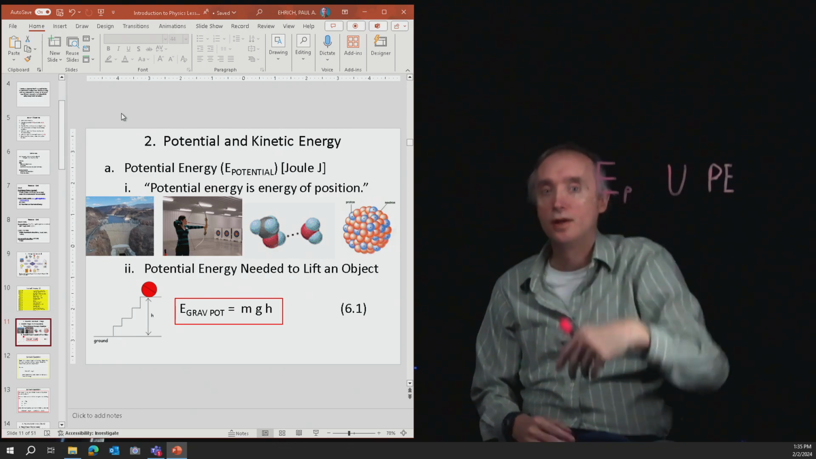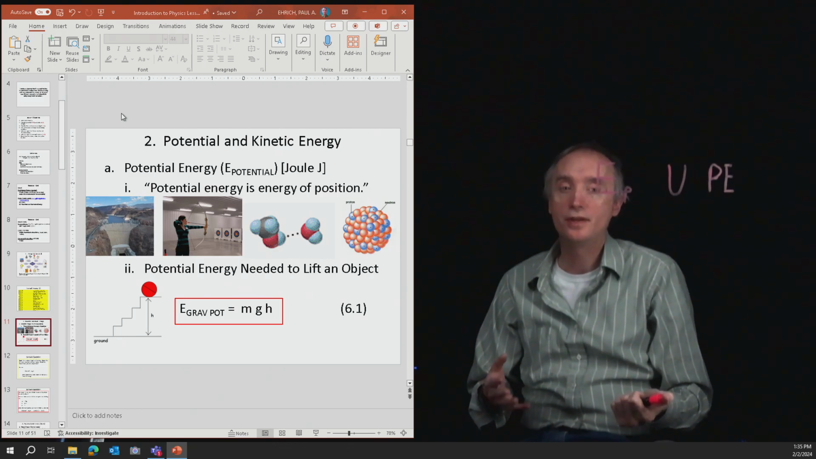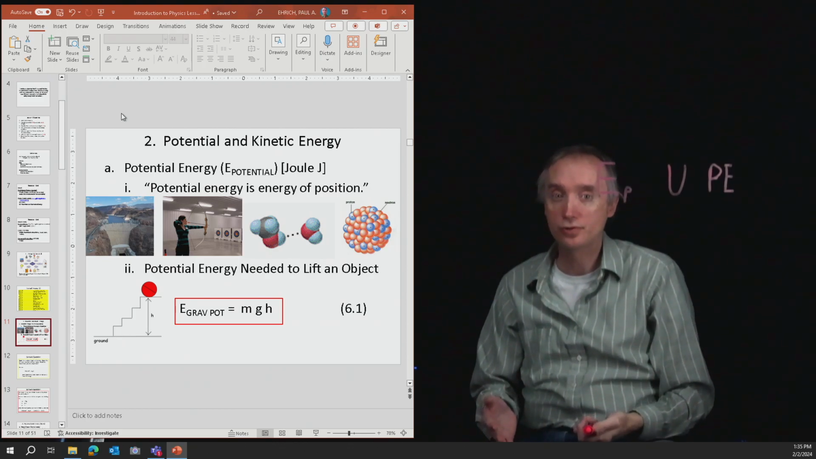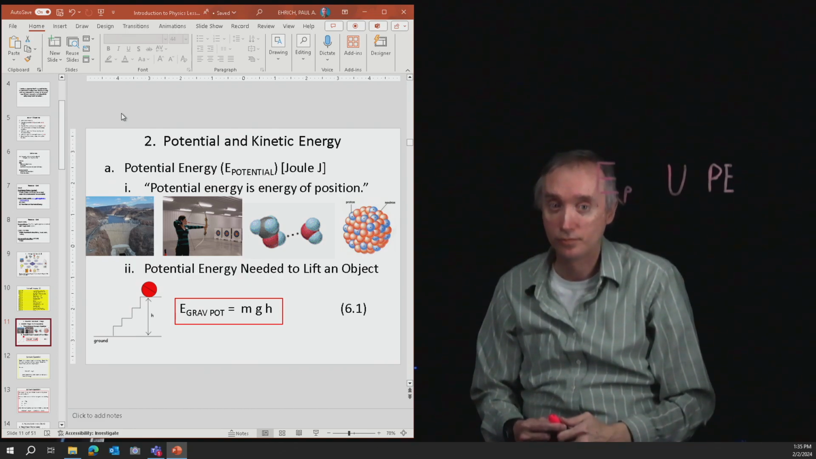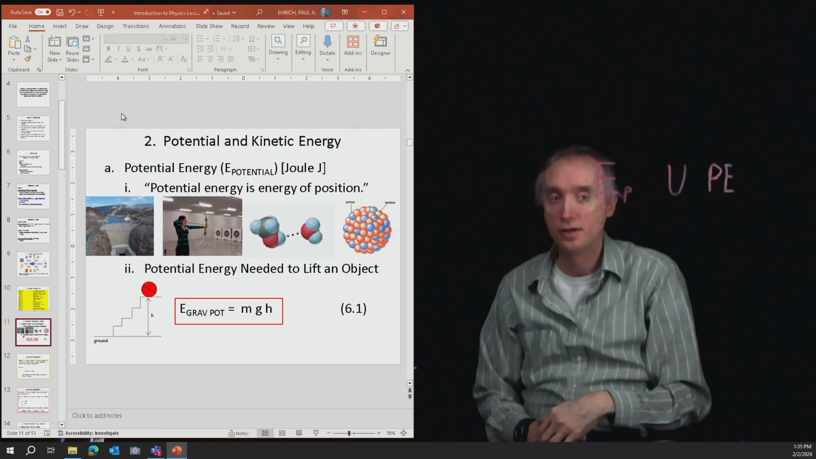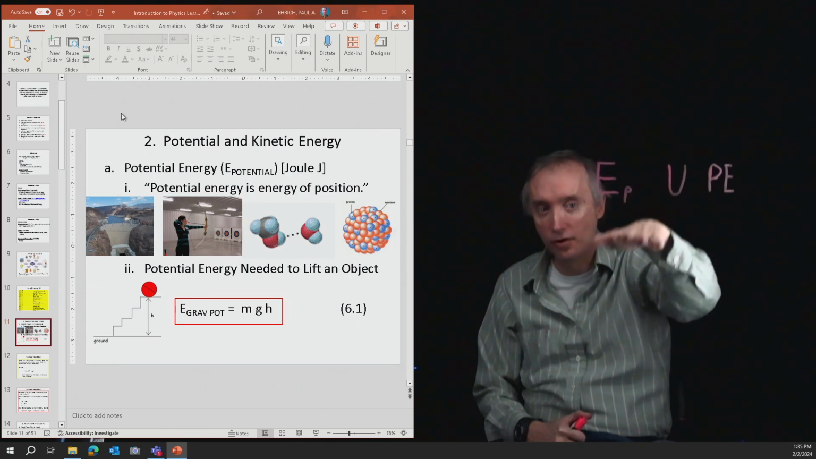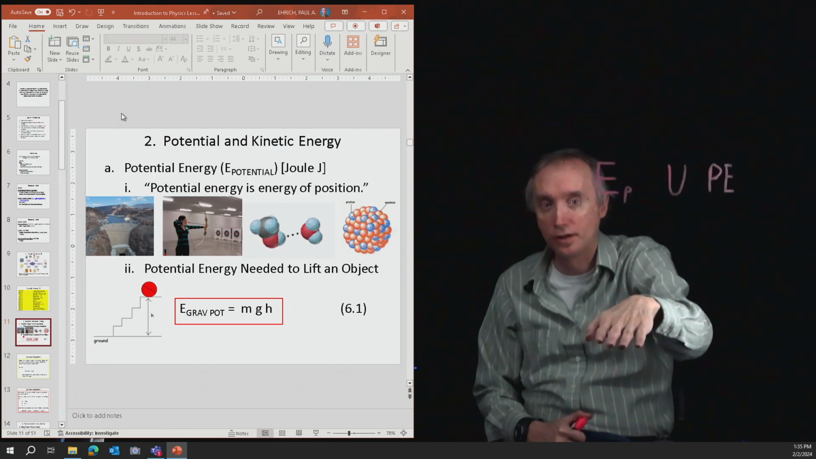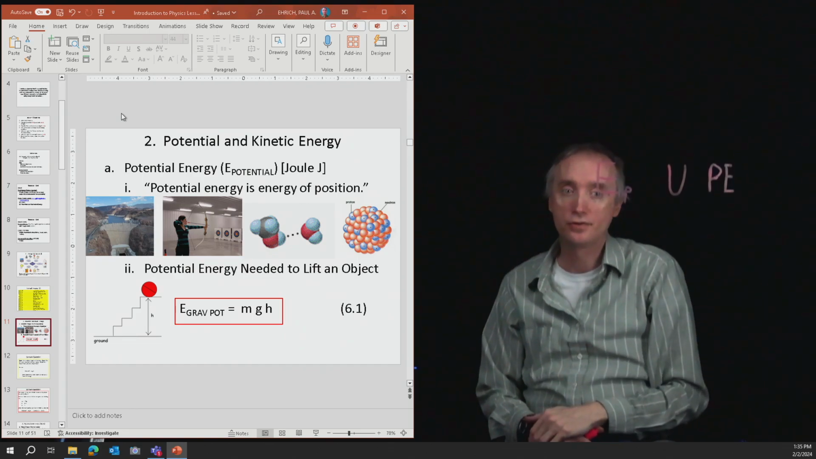Then if you want to get the energy back out, you let it go. So that's what the spill gates are for on a dam. It allows the water to fall, and as it's falling, it gives off energy.